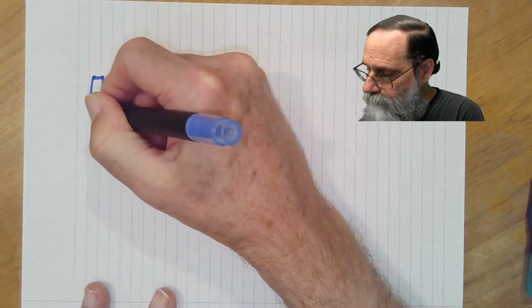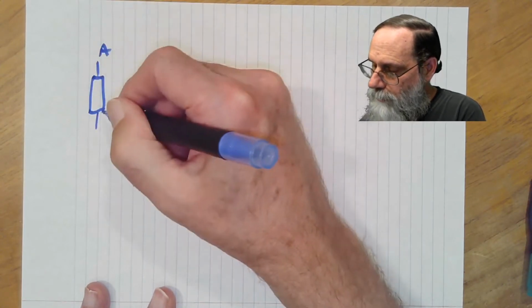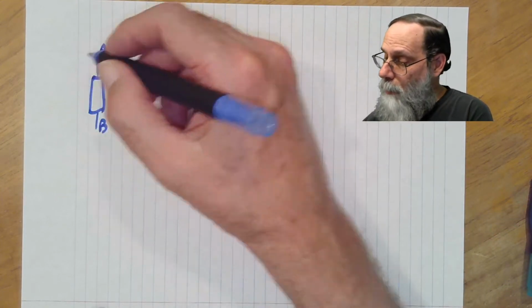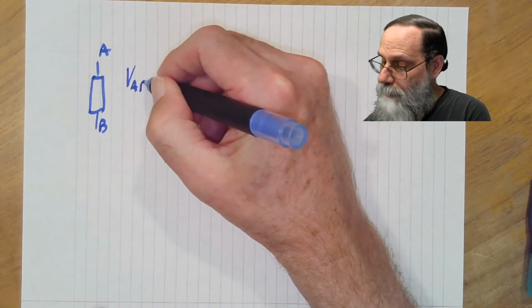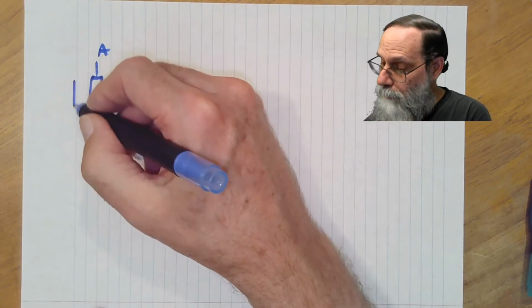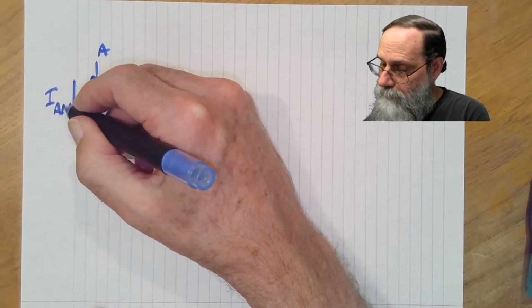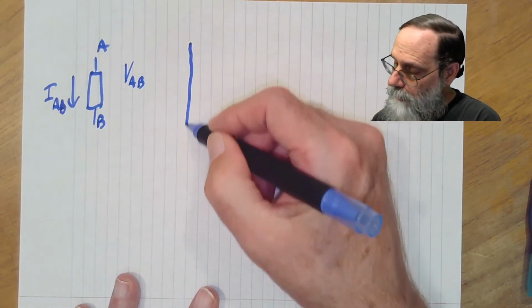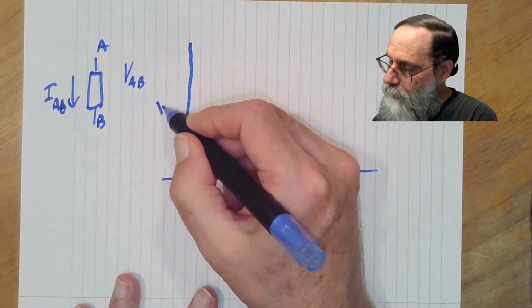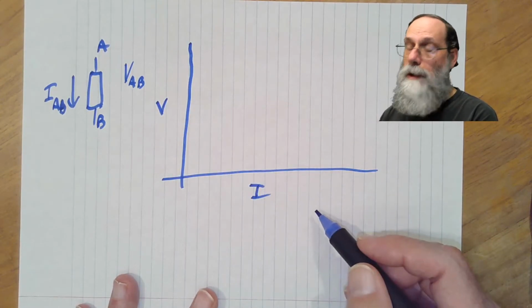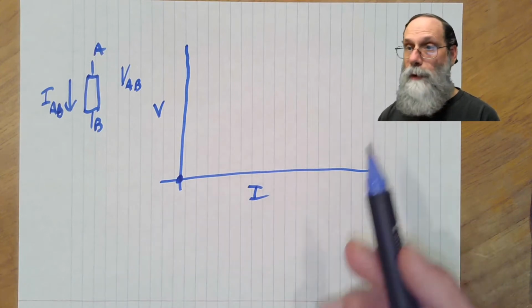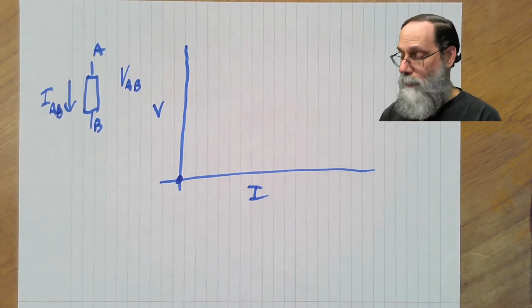So if we have a component with two ports on it, that is two nodes that it's connected to, A and B, we will have the voltage across it, VAB, and a current through it. And if we plot one against the other, let's put the voltage here on the y-axis and the current on the x-axis. It'll go through 0, 0. When we have no voltage, we'll have no current. We're always going to go through 0, 0.